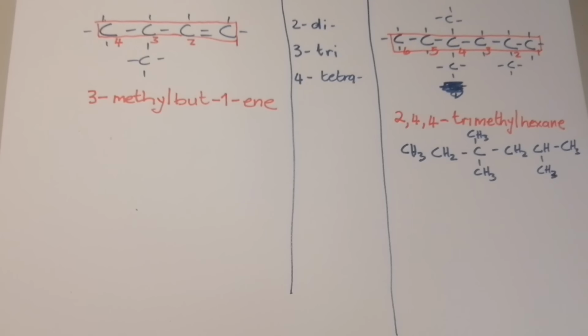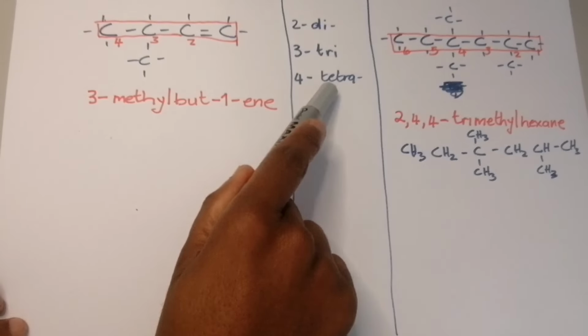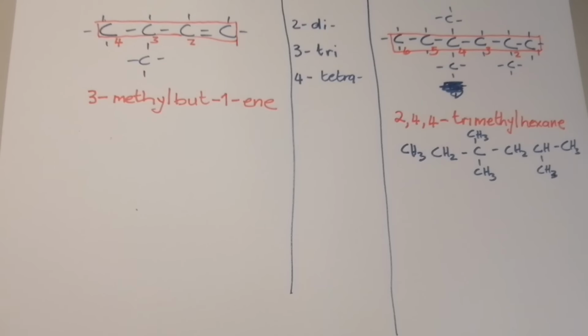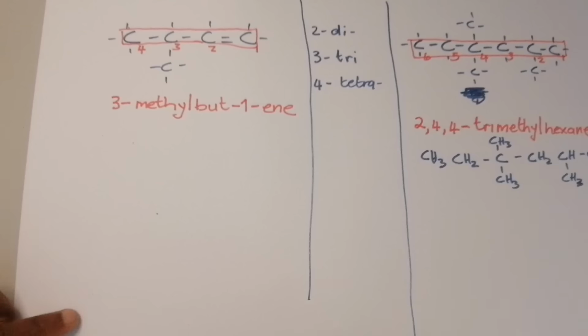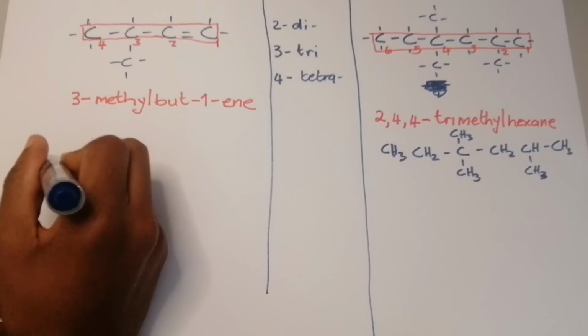So when you've got more than one of the same thing, two or more of the same thing, remember, we use the prefix di, tri, or tetra. So in this case, let's see. How would we now name something like this?